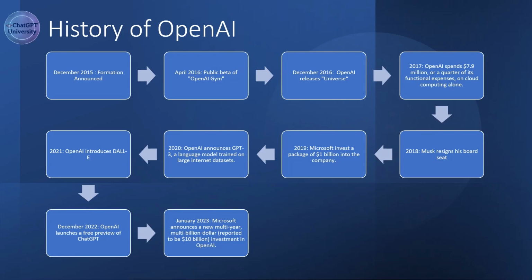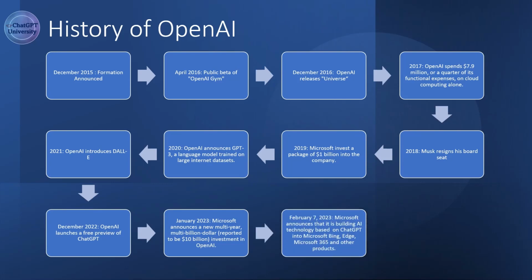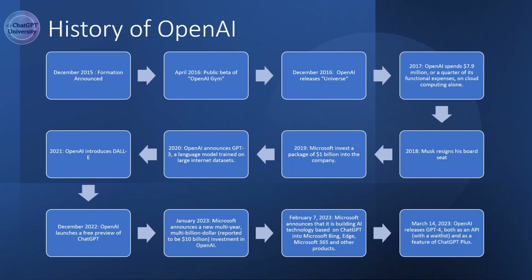Microsoft announces a new multi-year, multi-billion dollar, reported to be around 10 billion investment in OpenAI. February 7th, 2023, Microsoft announces that it is building AI technologies based on the same foundation as ChatGPT into Microsoft Bing, Edge, Microsoft 365, and other products. March 14th, 2023, OpenAI releases GPT-4, both as an API with a waitlist and as a feature of GPT+.